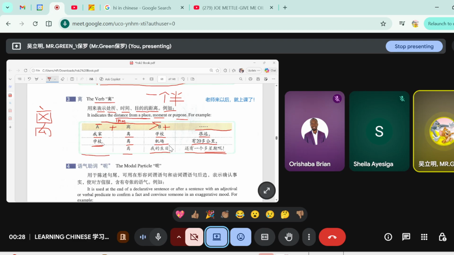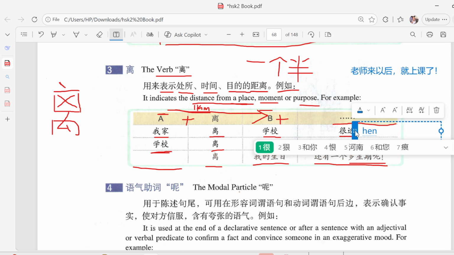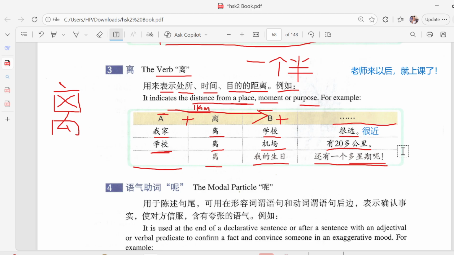What is the opposite of 很远? Who knows the opposite of 很远? 很远 is very far. How about if you want to say very near, very close? How do you say? Somebody knows how to say it? It is 很近, yes. 非常好. So this 很近 means very near. 非常好, Brian. 近. So this 近 is a falling tone. That's why we emphasize and say 近, 很近. Yes, so 很远, 很近. 我家离学校很远.